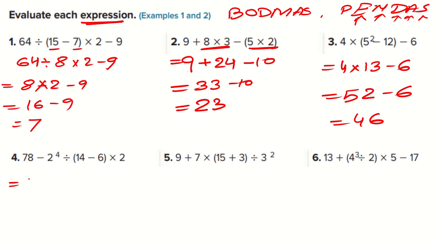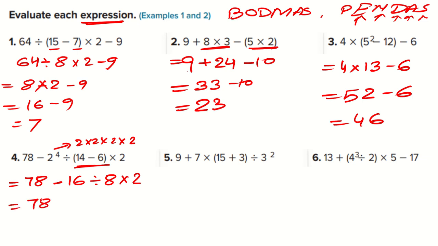Now another one is 78 minus 2 to the power 4 means 16. Why? Because 2 to the power 4 means 2 multiply 2 multiply 2 multiply 2. Now this bracket 14 minus 6, it will be 8 multiply 2. Now division comes first in comparison to multiplication. So 16 divided by 8, 2 times 2, 78 minus 4 is 74.